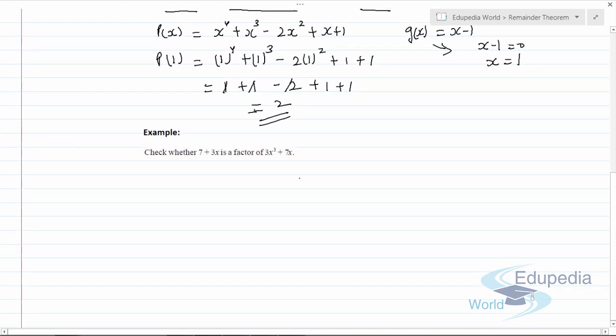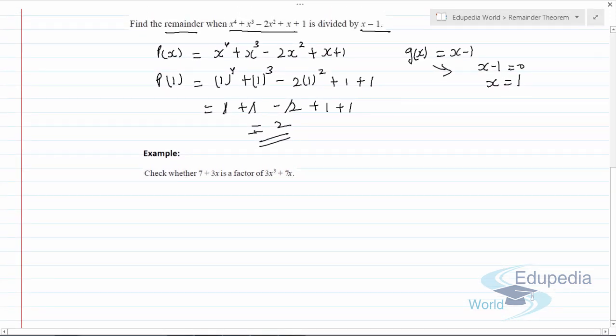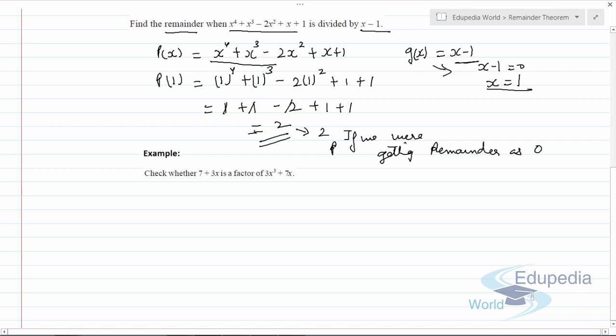Now let's discuss what factors are. What is a factor? A factor is a number that divides. Suppose let's clear this concept first from the above example. Suppose when we put the value x equals 1 in this polynomial, we are getting remainder 2. Now if we were getting remainder 0, then this term would be a factor of this polynomial.